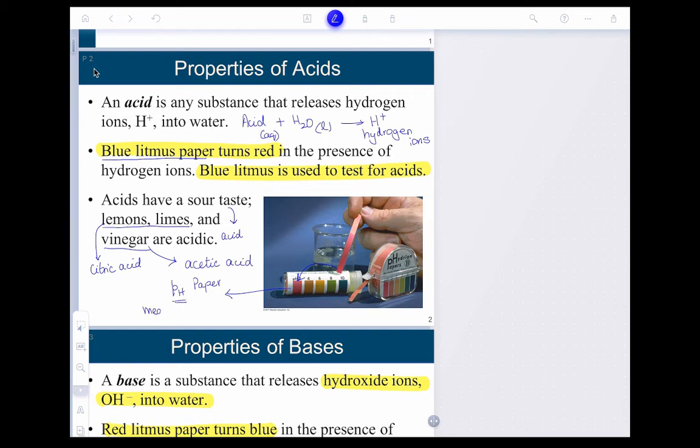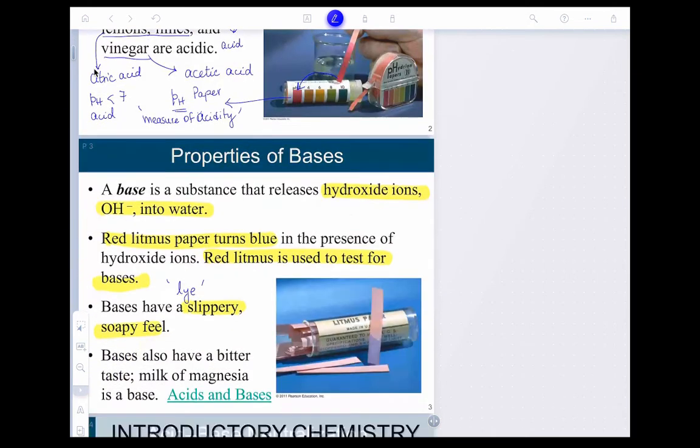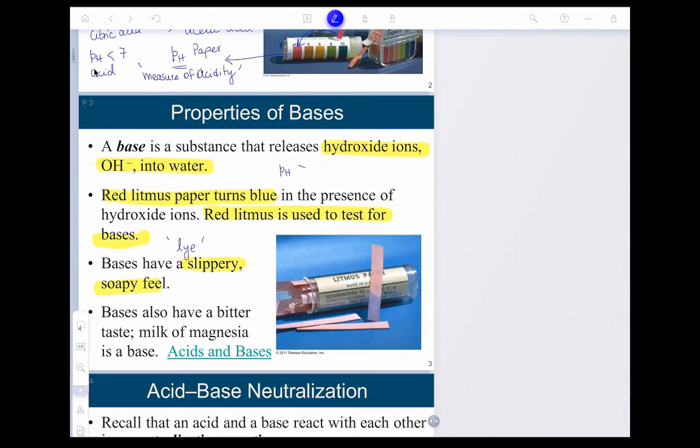pH is a measure of acidity, and we will learn about this in detail in the second part of this lecture. Okay, so when the pH is less than 7, it is defined as an acid. When the pH is greater than 7, it's defined as a base. When the pH equals 7, it is said to be neutral.